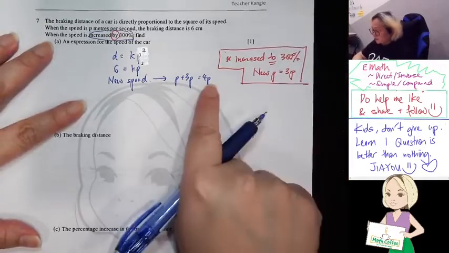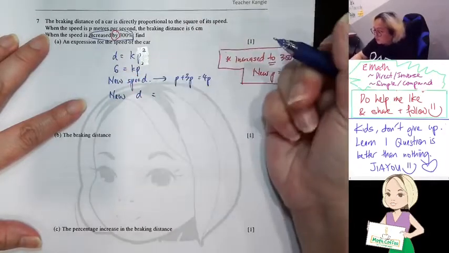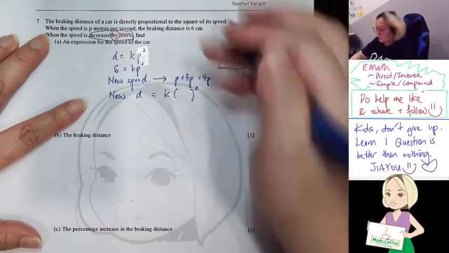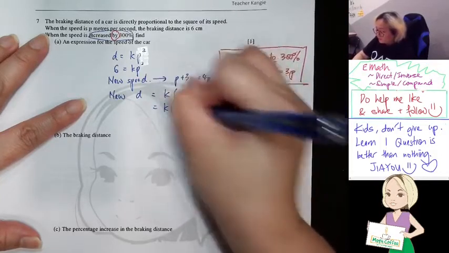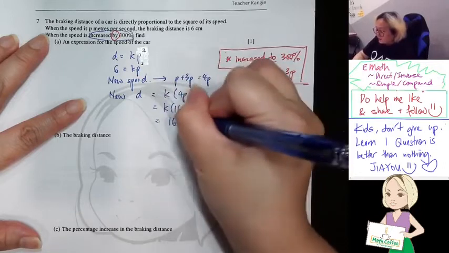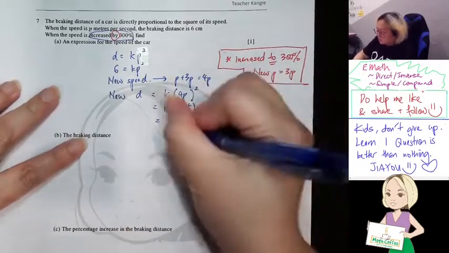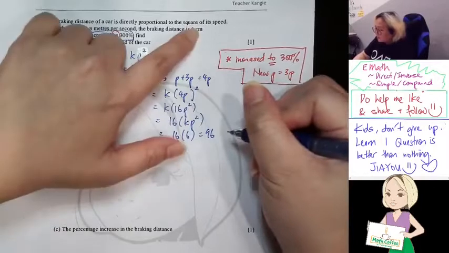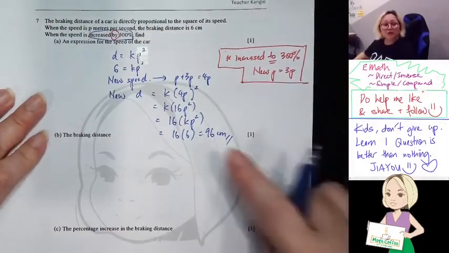So the new speed is 4P. Let's find out what my new distance is. My new d will be k times P squared, and we throw the 4P inside the bracket. So it becomes k times 16P squared, which is 16 times kP squared. And we know that kP squared is 6, so it is 16 times 6, which gives us 96. The distance is in cm, so the unit is cm. Okay, so that is for part A.